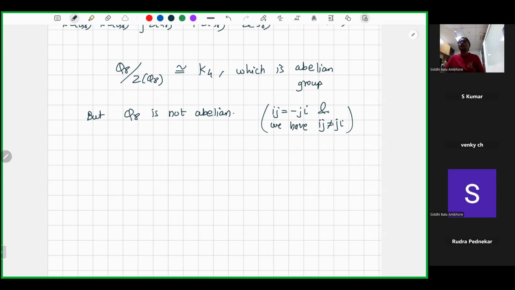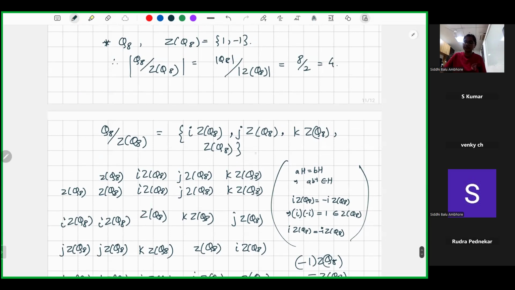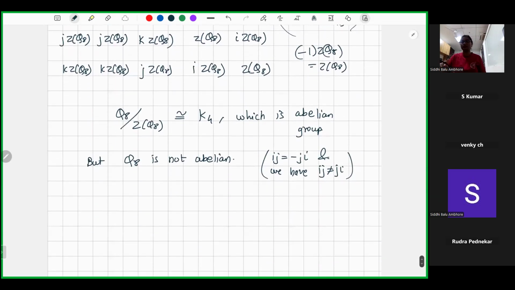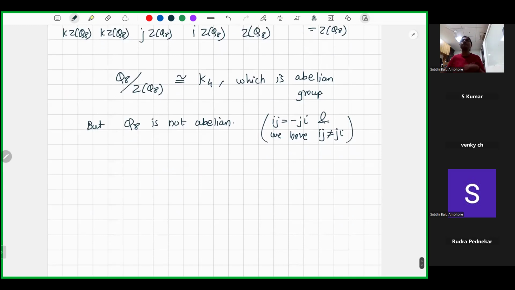Okay, so any doubts here? First of all, please understand how this quotient group is formed, then how the multiplication works there. And we saw that this is isomorphic to this K4 group, which is an abelian group, which we know. But Q8 is not abelian.